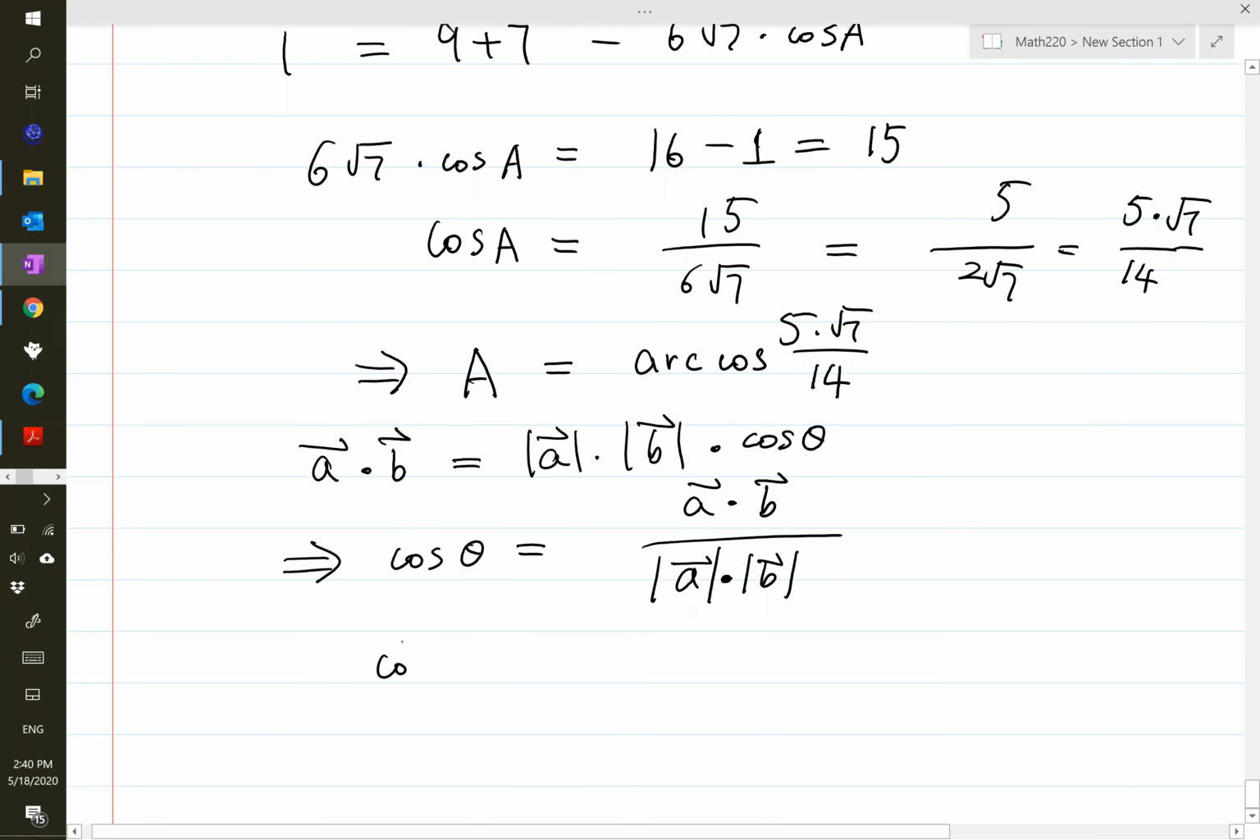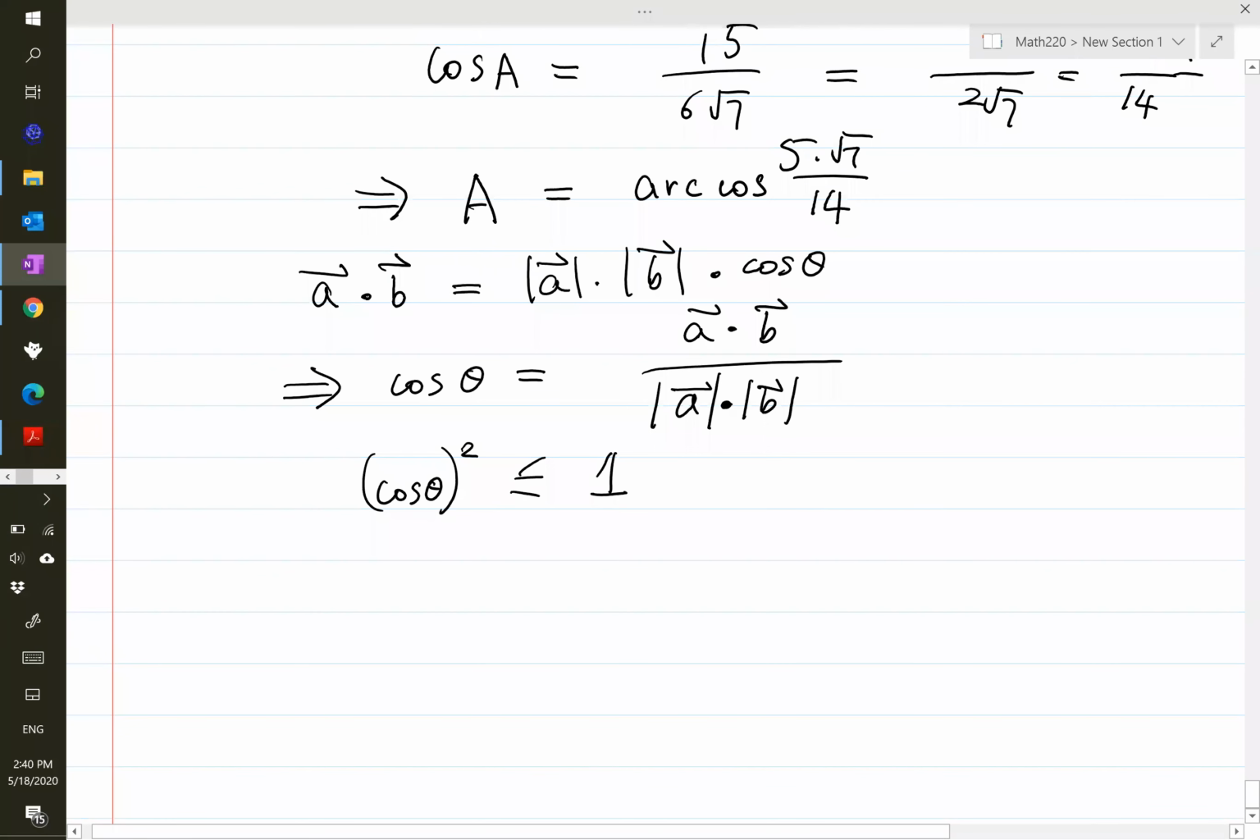Now remember cosine theta is bounded from above by 1. So this thing, this is a number, and its square is bounded by 1.